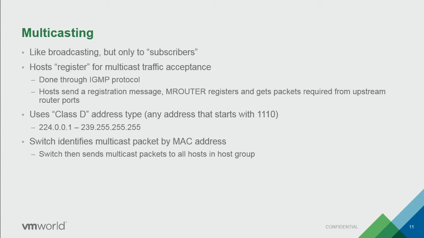And that address is how the switch identifies a multicast packet or a multicast group. A group will be an address, a particular address. When the switch sees that packet, it will send that packet with that address to all the ports that have registered to be part of that multicast group. Okay. Normal operation.